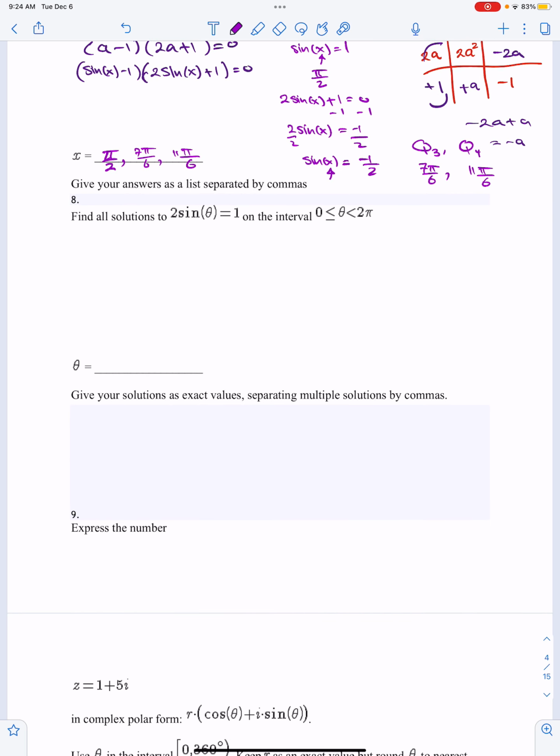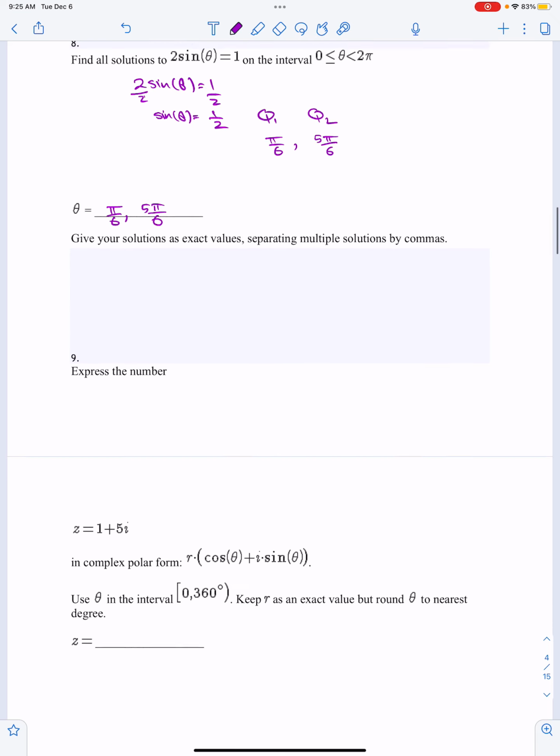Question number 8, I have 2 sine theta equals 1. I will divide both sides by 2 to solve for sine theta. So I will have sine theta equals 1/2. I know sine is positive in quadrant 1 and quadrant 2. I'm looking for an angle such that sine of that angle is equal to positive 1/2, and I know that in the first quadrant it's pi over 6, and in the second quadrant it's 5 pi over 6. So the solutions are pi over 6 and 5 pi over 6. So you will need the unit circle here as well.